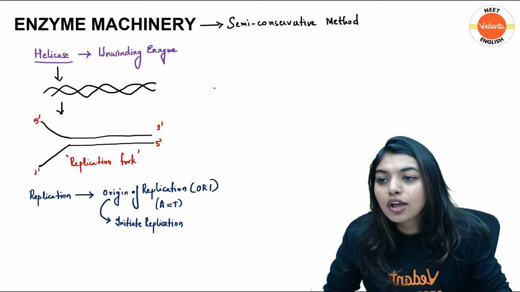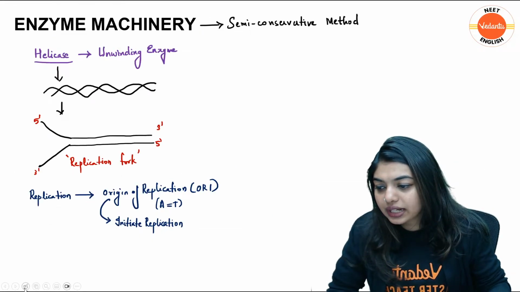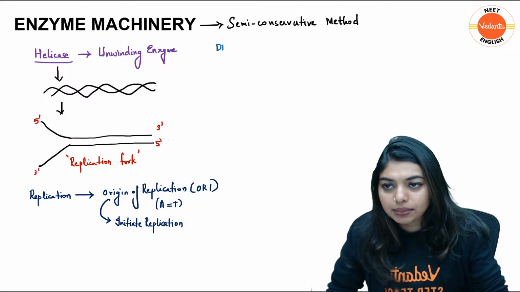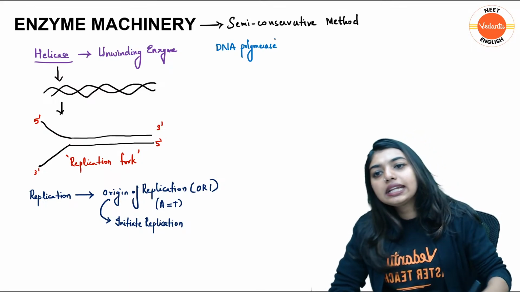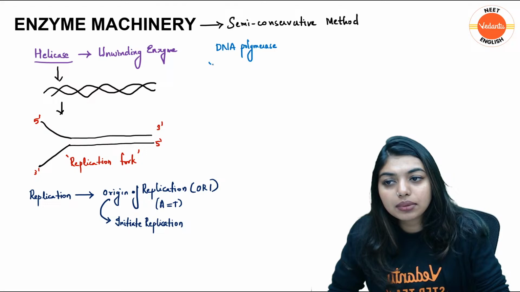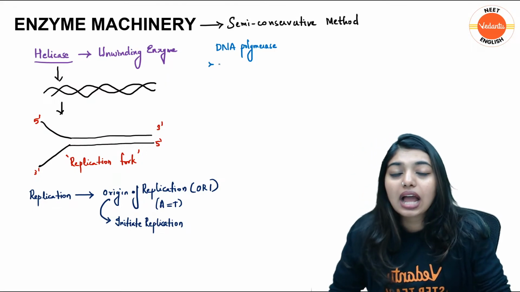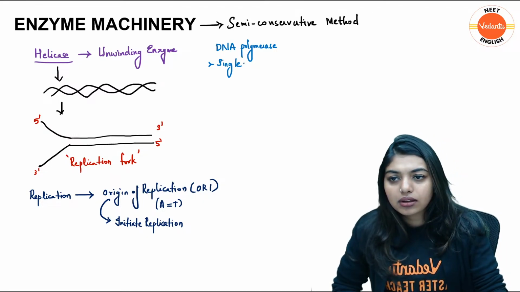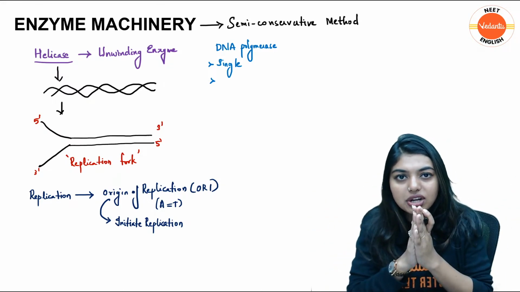For that, what will I do? I am going to take the help of the next person, that is your DNA polymerase. To form new DNA, I will need DNA polymerase. DNA polymerase is ready to come, but it has some conditions. It says, I will only work on a strand which is single. I will not work on double strands.